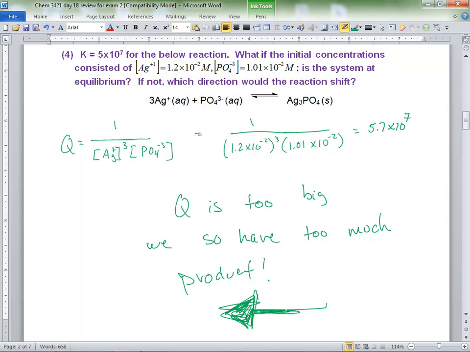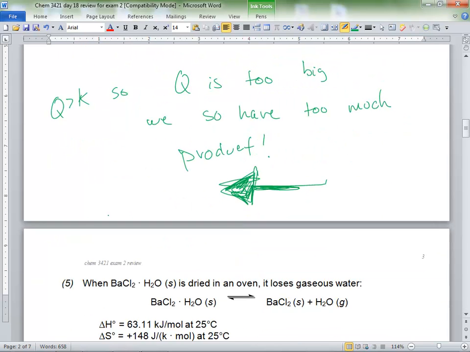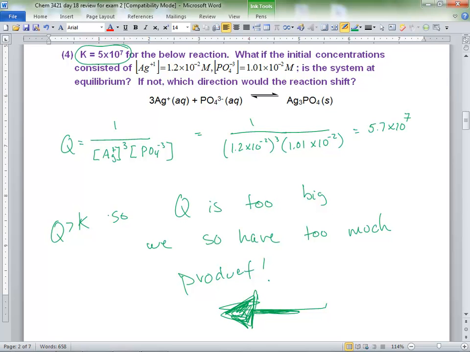So how do you know if a number is too big? Because 5.7 times 10 to the 7th is bigger than 5 times 10 to the 7th. I'm comparing it to this. Q is greater than K. If Q is smaller than K, you have too little product. You need more product, so it has to shift towards products. That's how I remember it. So equilibrium shifts towards the reactants. Towards the reactants, yep.